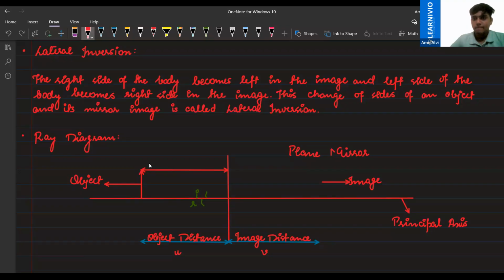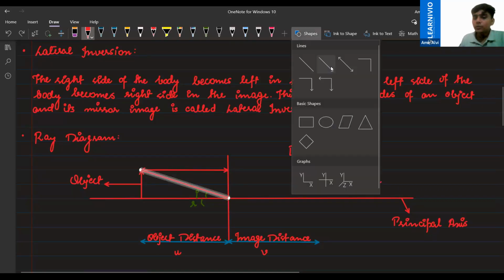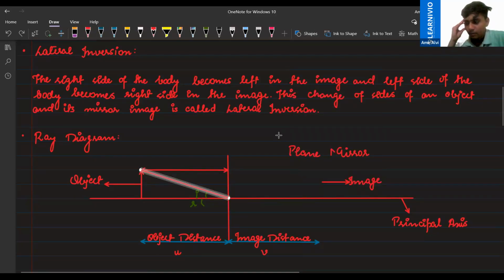Understood? So now the next ray should be like this. The next ray will strike the mirror at some angle. So Inan, if the light ray strikes the mirror at some angle, what is the angle of reflection? Will it be the same or different? It will reflect with the same angle, Inan, like this. Yes or no?